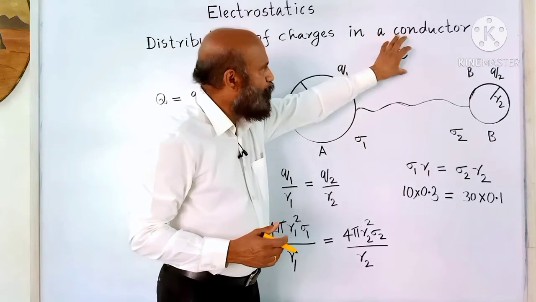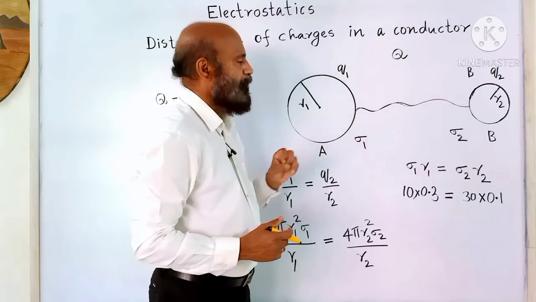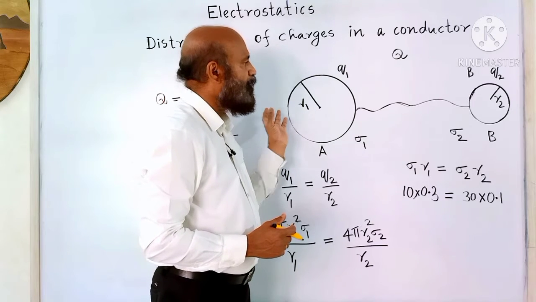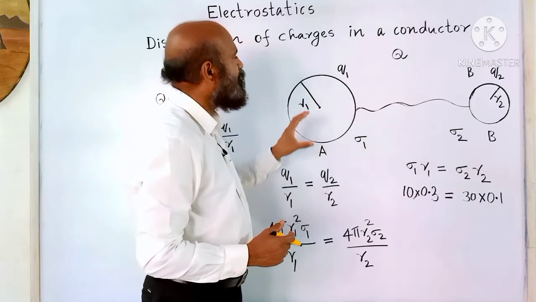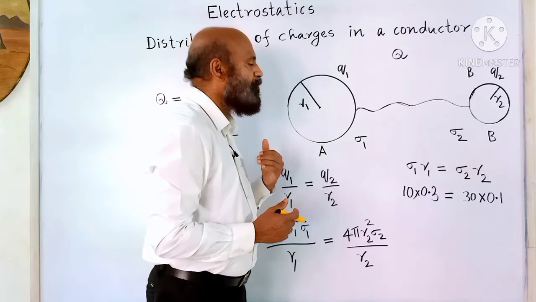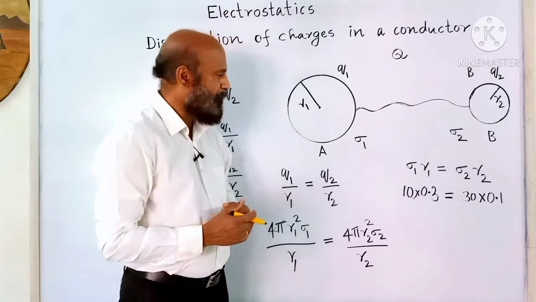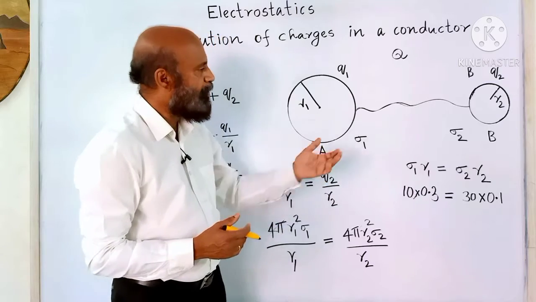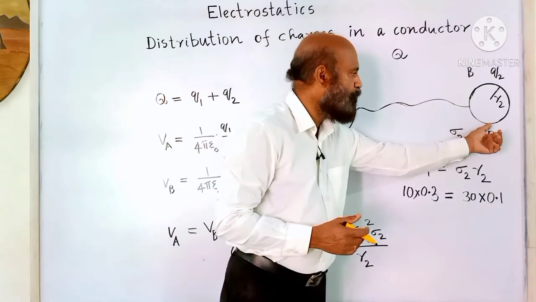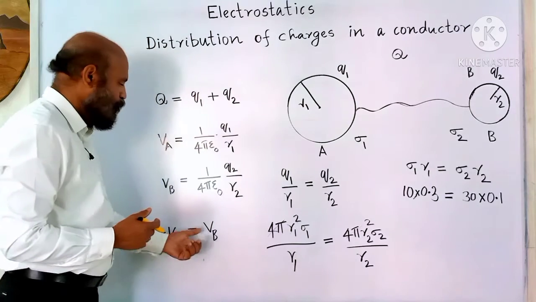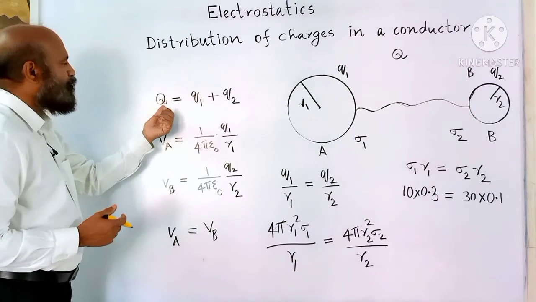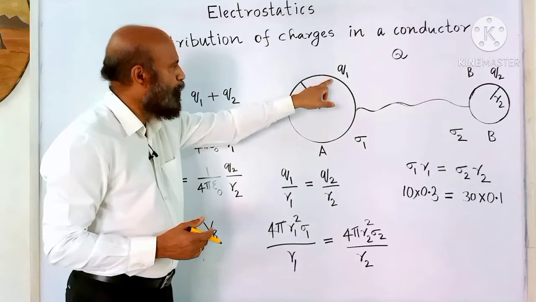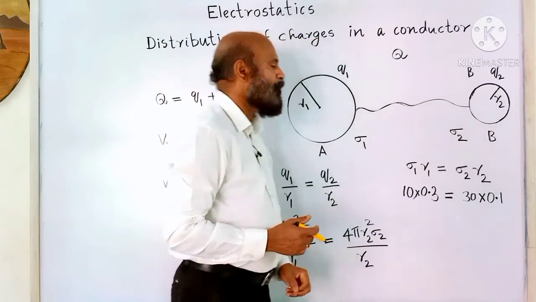You give a charge of Q to any one of these spheres. Then these charges will be redistributed such that these two spheres are at the same electrostatic potential. That means potential at the sphere A will be the same as potential at the surface of the sphere B. VA is equal to VB. Total charge Q will be Q1 plus Q2. Charge on the sphere A is Q1, charge on the sphere B is Q2.